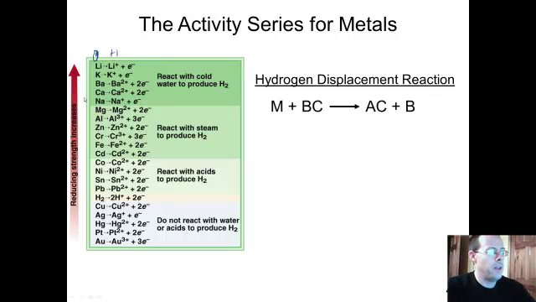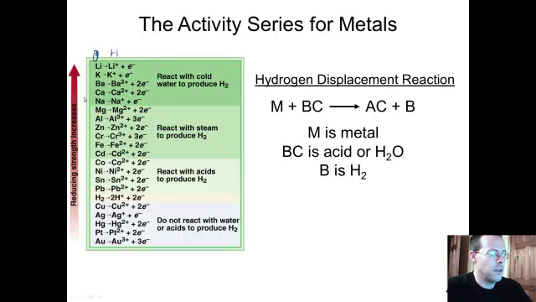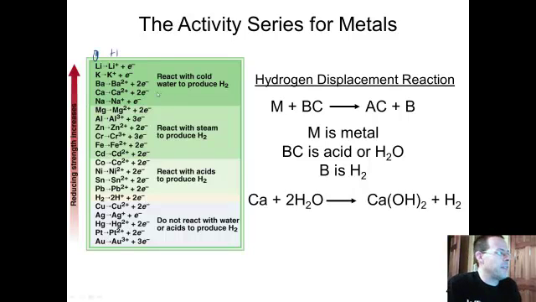Okay? So the way we look at these is M is a metal, HB is some sort of acid or water, and then we get H2. If we look at a problem like this, and we find calcium on our list, calcium is right here, and hydrogen is way down here. Because calcium is higher on our list, it's a stronger reducer than hydrogen is. So calcium will replace hydrogen, and we have a reaction that is a hydrogen displacement reaction.